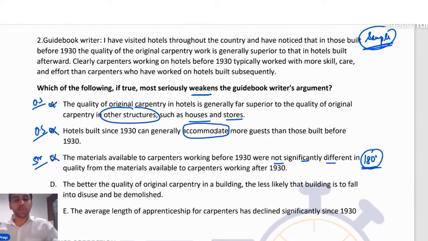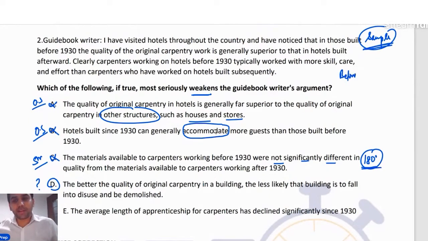Now, this right here is actually questioning the reliability of the sample. What you're saying is the better the quality, the less likely it is to fall into disuse. So, what is the corollary of this? The corollary of this is the inferior the quality, the more likely that building is to fall into disuse. So, you understand what happens with the buildings that have poor quality, right? Think about hotels built before 1930.